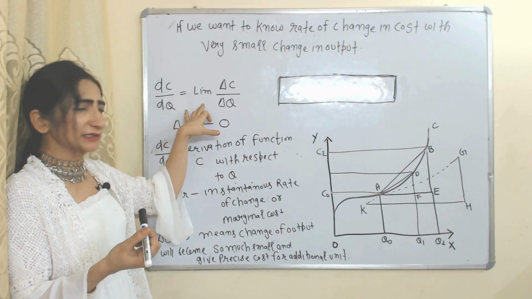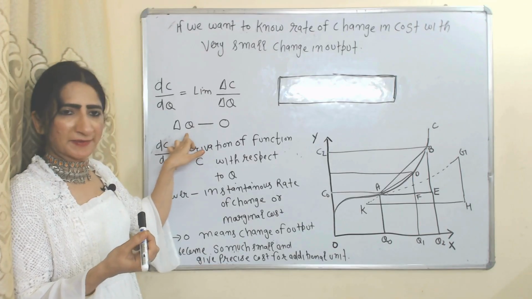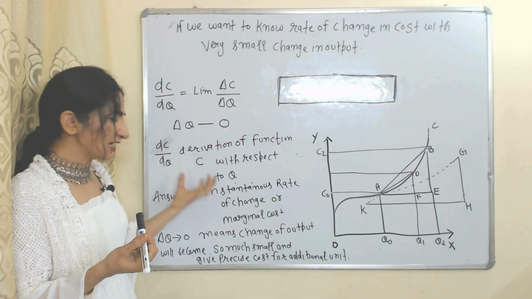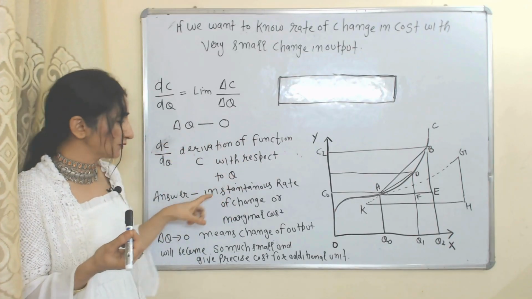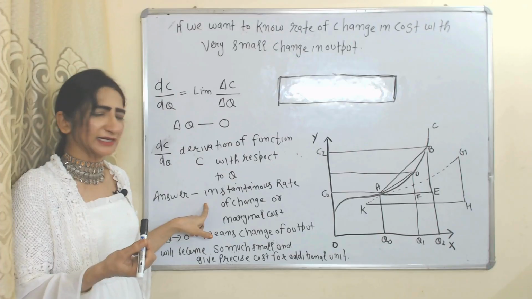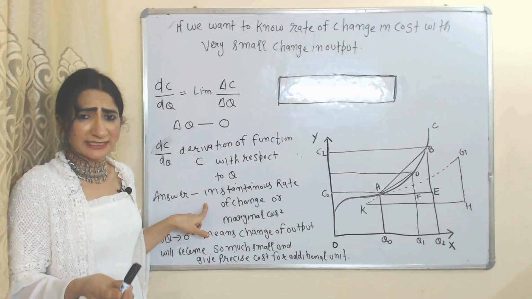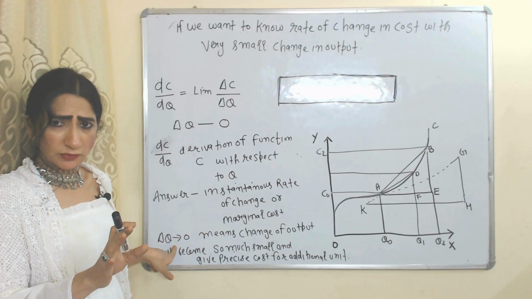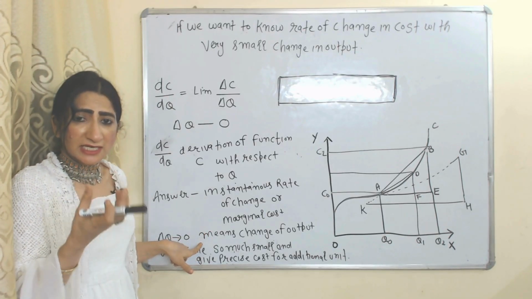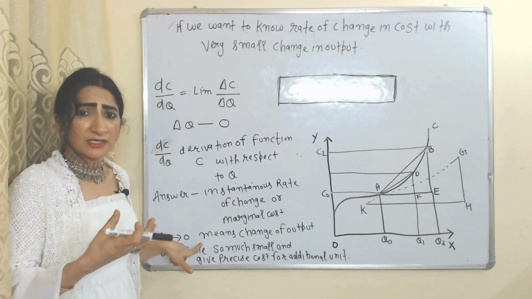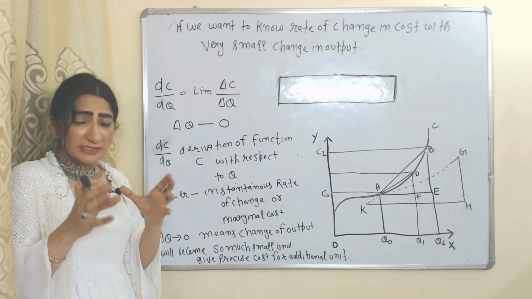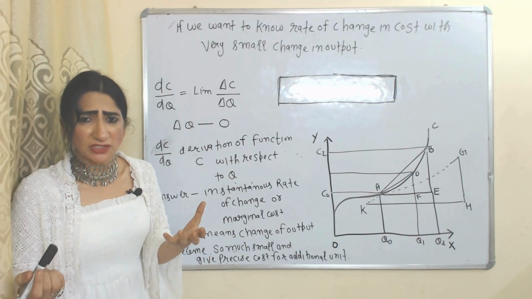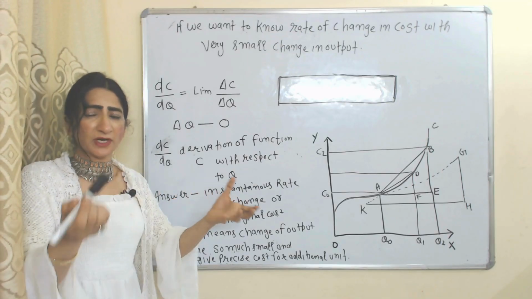That means we will set a limit. That's why change in output will approach 0. Whatever value comes will be known as the instantaneous rate of change, or you can say it will be called marginal cost. Change in output approaching 0 means change in output is very small, so that it can provide the precise cost of an additional unit. So in this way, derivation, marginal cost and slope of curve are connected.